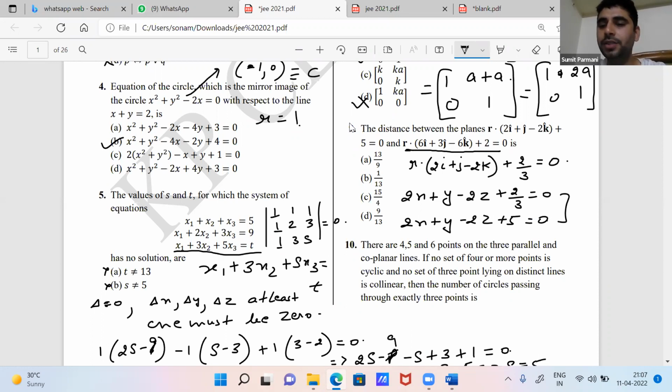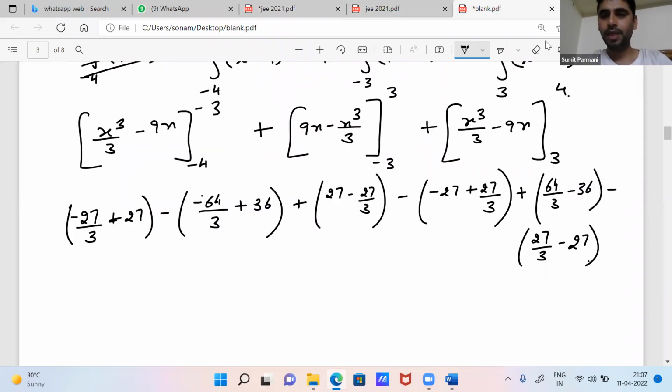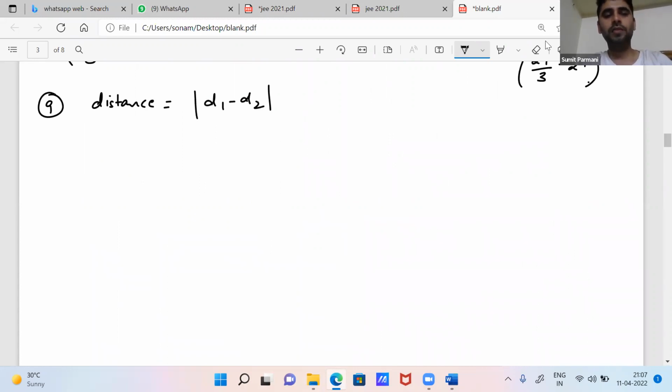So definitely these two are parallel lines. So what is the distance between parallel lines? From the formula of 3D, we can compare the 9th one. Distance is equal to mod d1 minus d2 divided by under root of a² + b² + c².